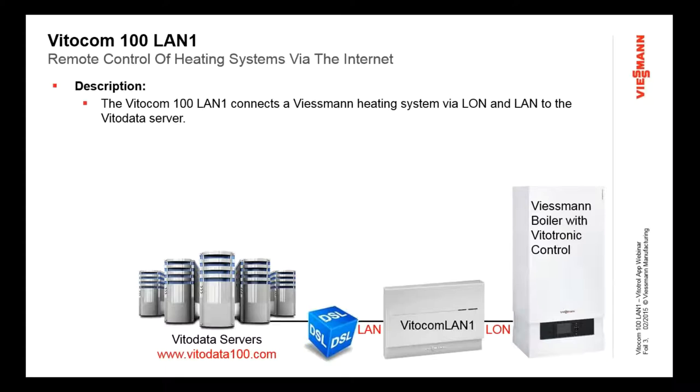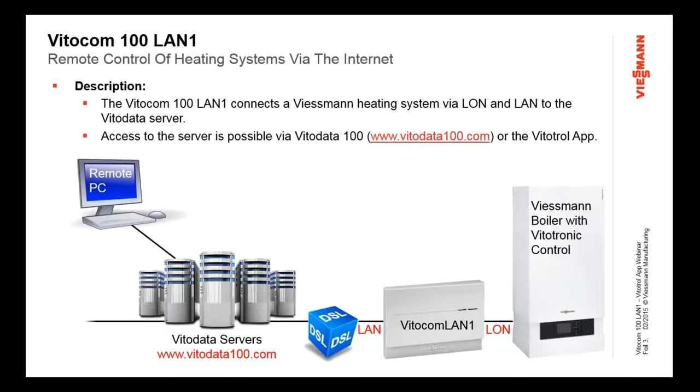And then we need a LAN cable connection between the Vitocom 100 LAN1 and the DSL router. That then gets your Vitocom LAN1 onto the internet. So the DSL router then regulates and transmits all the data back and forth between the Vitocom LAN1 and the Vita data server as required. And that system is established. And from there, once that connection is made and the accounts are set up, then you can access the information in the boiler either through the PC or through the Vitotrol app.